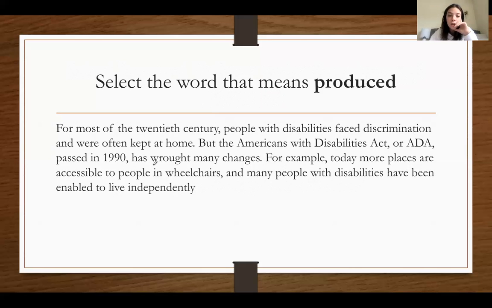So this is a word you may not know, but if we look at "many changes," we can assume that wrought means produced or has caused many changes. So the answer for this one would be wrought.